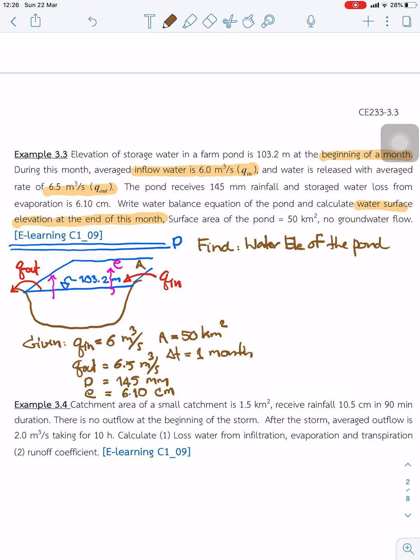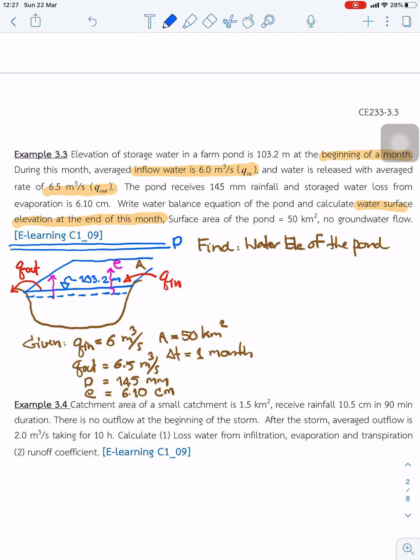It can be like this. Okay, so that is the water elevation of the pond. It can be less than or greater than 103.2. It depends on the inflow and outflow.